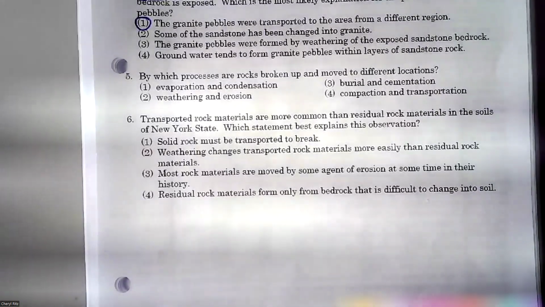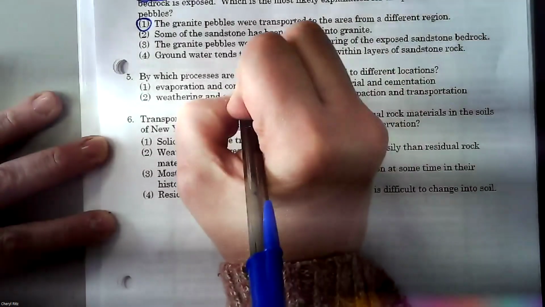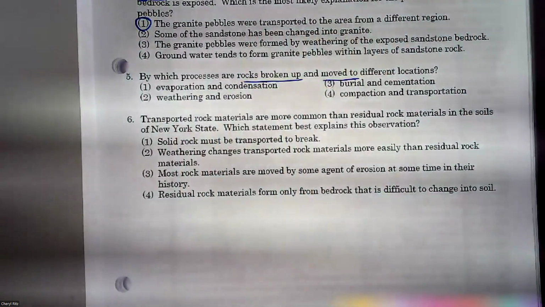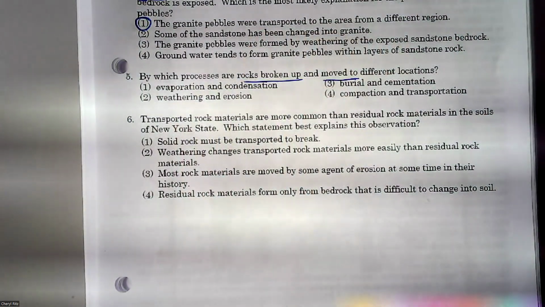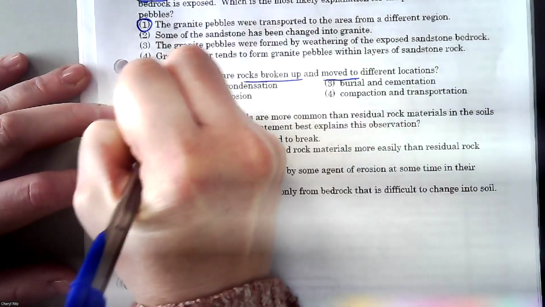Number 5, the process. Ooh, this is a good one. Remember how I keep telling you, you got to know the difference between weathering, erosion, and deposition. So we have rocks broken up and rocks moved to different locations. Which words represent breaking up and moving? What answer is it? Phoenix, what you got for number 5? I chose 3. 3, burial and sedimentation is when rocks are broken and moved? No. You meant to. Good, because that's the right answer. Weathering is the breaking.